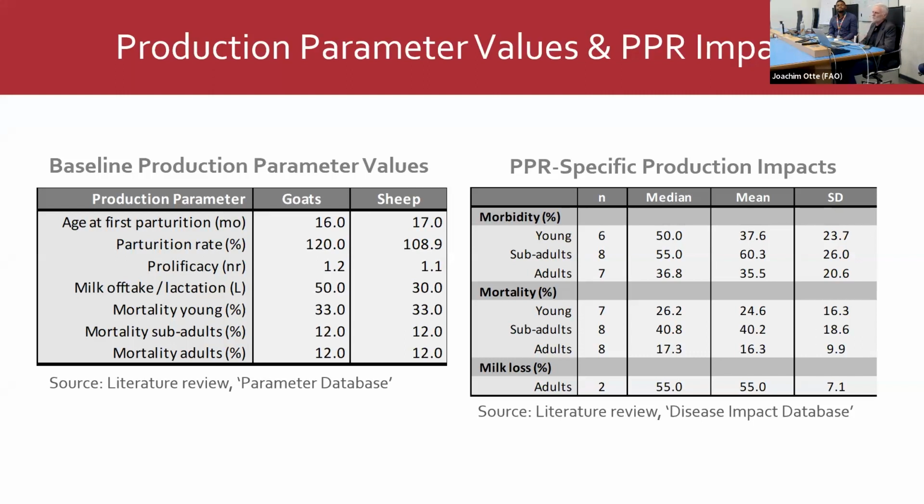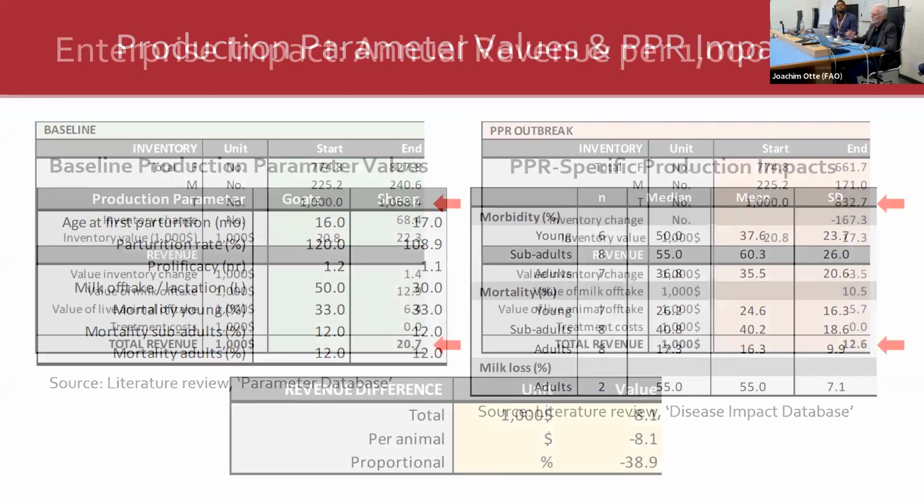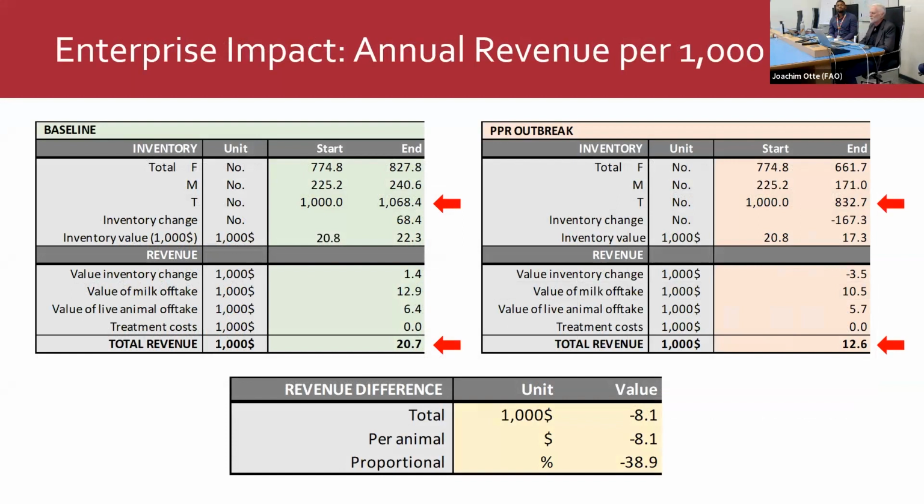With those pieces of information, we can populate two herd models, one a baseline goat and the PPR-affected goats. So you see on the left, it is baseline. In a normal year without PPR, if you start with 1,000 goats, at the end of the year you expect 1,068. And if you look at just the revenue per goat, using the prices from the area, it is about $20 per goat at the start. With the PPR outbreak, these numbers change significantly. You have high mortality, so instead of having 1,060 at the end, you only have 832. And your revenue per goat goes down to 12.6, so it is a 40% decline. That is basically the expected disease impact at herd level.